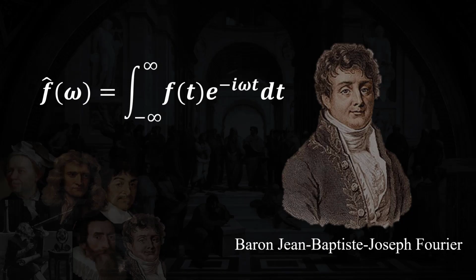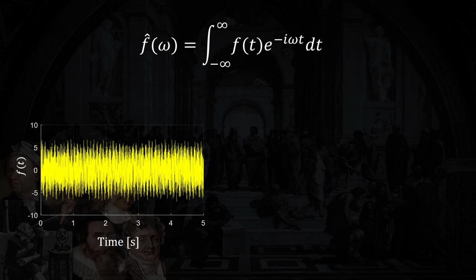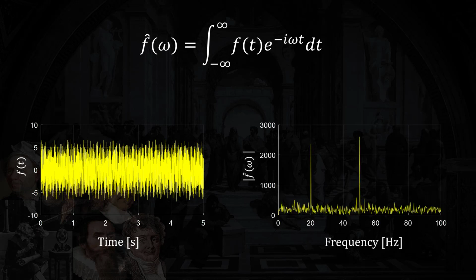The Fourier transform is an amazing mathematical tool which enables conversion from one domain to another, for example time to frequency, so that things that might be difficult to find in the time domain can be easily observed in the frequency domain, like these two periodic signals.